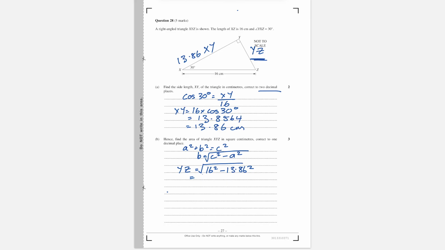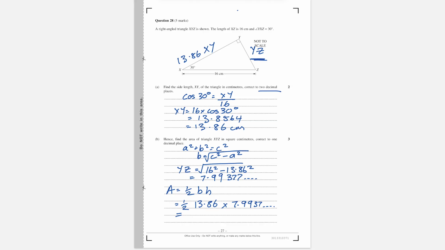So punching that into my calculator, 16 squared minus 13.86 squared gives us 63.9. Square root of that is 7.99377. Okay, and we want to find the area of the triangle. So the area is equal to half base times height. And our base is going to be 13.86. And our height is going to be 7.9937.